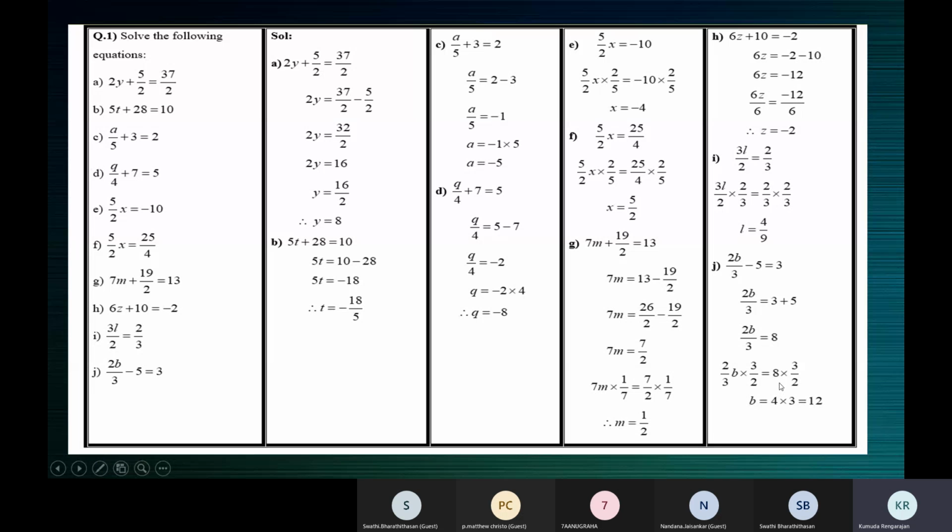You should understand that. And we can simplify, no? We can take 2 from the denominator and 8 from the numerator and simplify. So 2 ones are 2, 2 fours are 8. So 4 threes are 12. So the value of b is equal to 12.